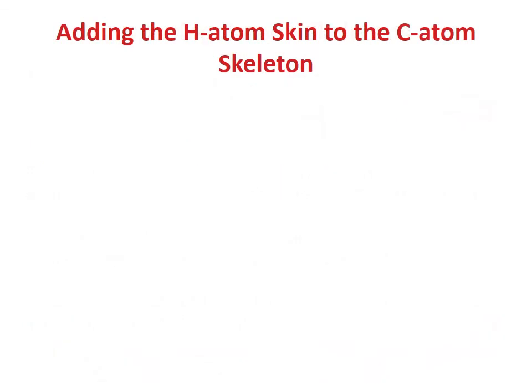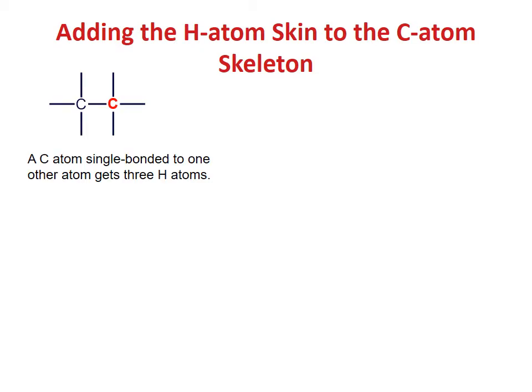After drawing the carbon atom skeleton, we need to add the hydrogen atom skin to the carbon atom skeleton. In this skeleton structure, each carbon atom is singly bonded to one other atom. For example, the second one bonds to one carbon, so that's one bond. Because each carbon should have 4 bonds, you need to add 3 hydrogens, so that the total number of bonds is 4. So 1, 2, 3, 4.